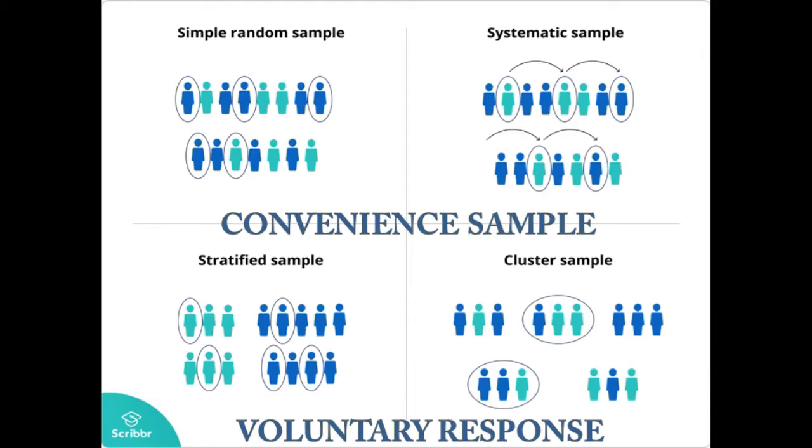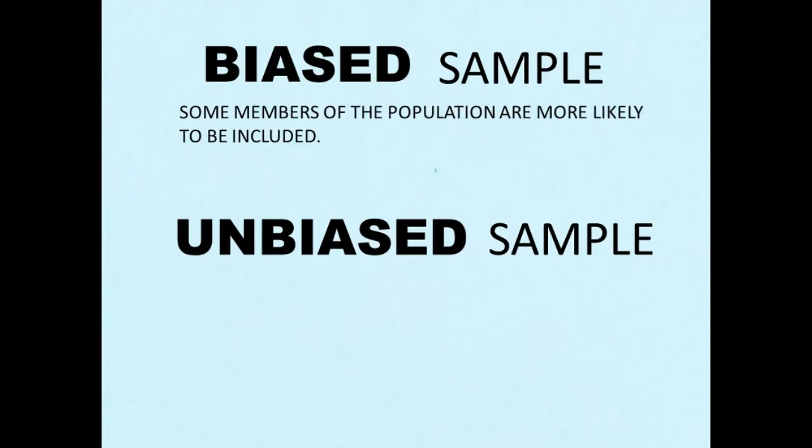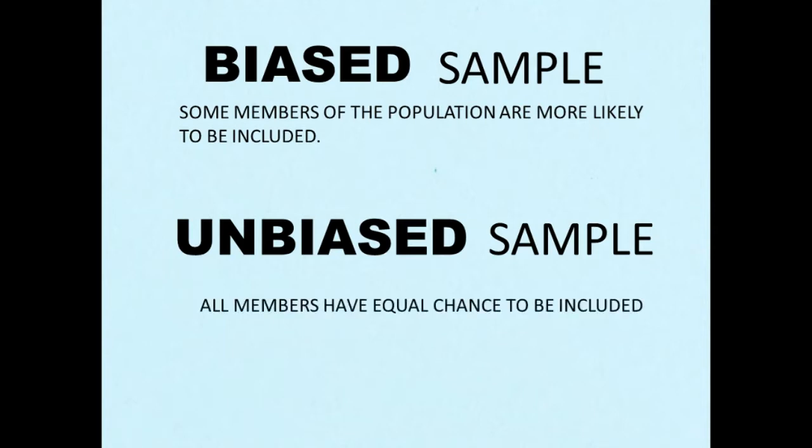These techniques can be categorized into two. We have the biased and unbiased sample. When we say biased, from the word itself, some members of the population are more likely to be included, but not everybody. Iilan lamang ang may chance to be part of the research which is biased. Okay? When we say unbiased naman, ito naman yung all members have equal chance to be included. That is, to be fair.